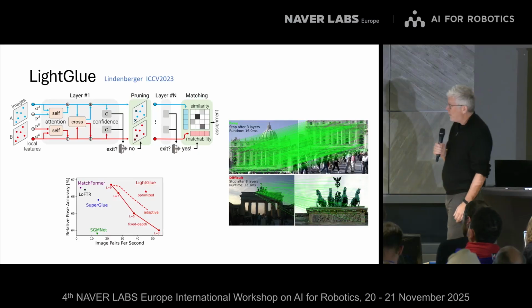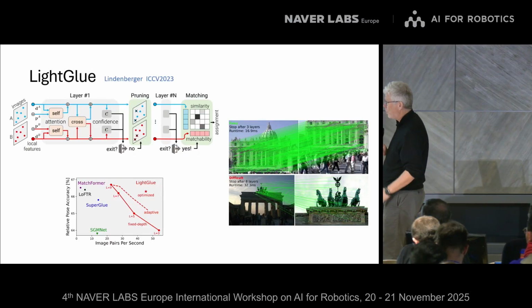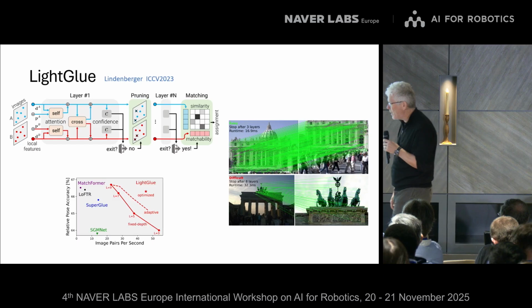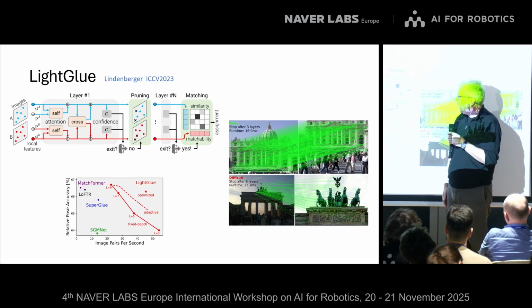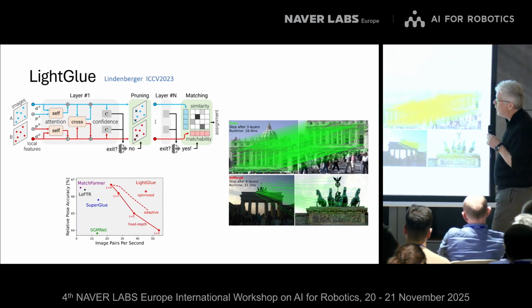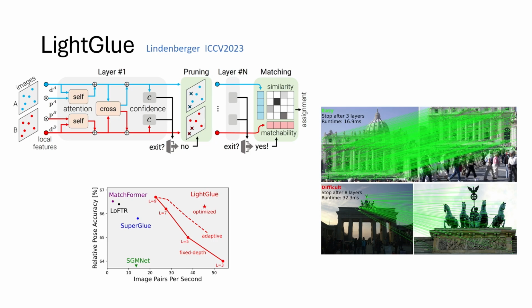Okay, some other work on matching. We've also tried to make things fast. Here we did this for just matching two images. This is a bit older work, where we have the best possible trade-off between how many image pairs per second we can process and the accuracy we can reach. It's a sparse transformer network that's doing that.